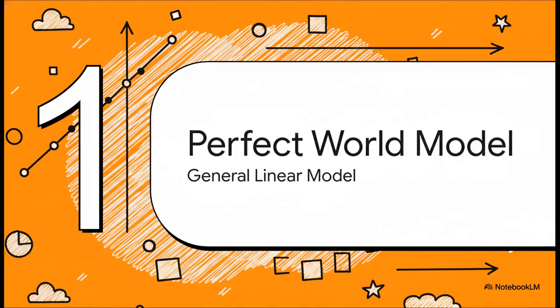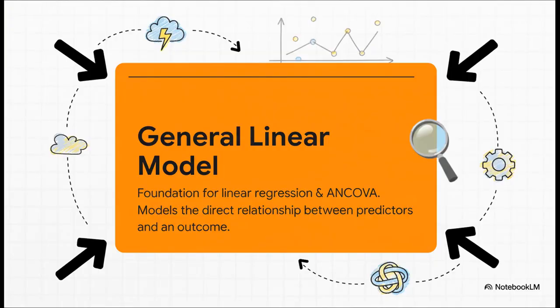Okay, part 1. Our journey begins right here with what I'm calling the perfect world model. And our hero in this story, it's the general linear model. This is ground zero for basically everything else we're going to talk about. The general linear model, or GLM, is an absolute workhorse in statistics. If you've ever run a simple linear regression or an ANCOVA, guess what? You've used a GLM.